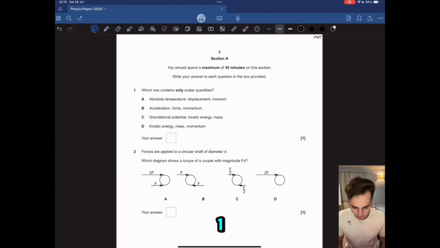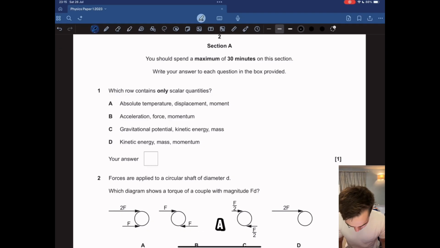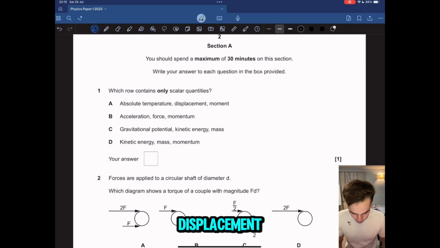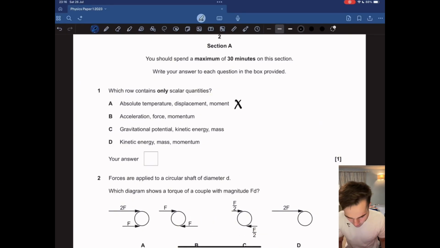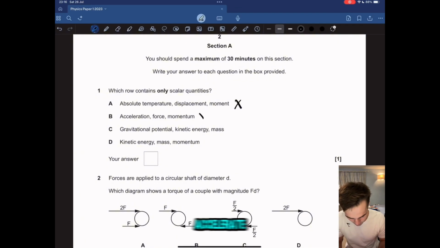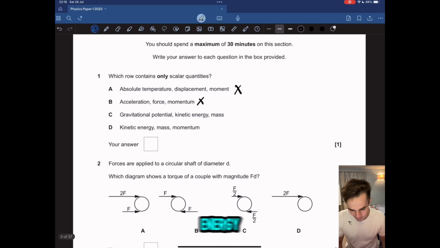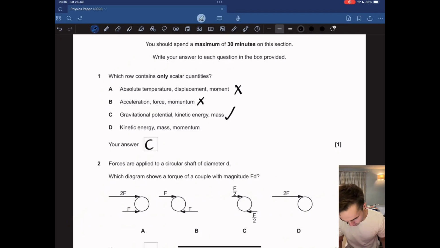So question 1 is, which row contains only scalar quantities? So a scalar quantity is a quantity that has no direction. So let's go through these. A is temperature, which obviously can't be directional. Displacement is directional, so it's not this one. Cross this one out. B, acceleration has a direction because we can accelerate in different directions. Gravitational potential isn't directional. Kinetic energy isn't directional. Mass isn't directional, so it's C.